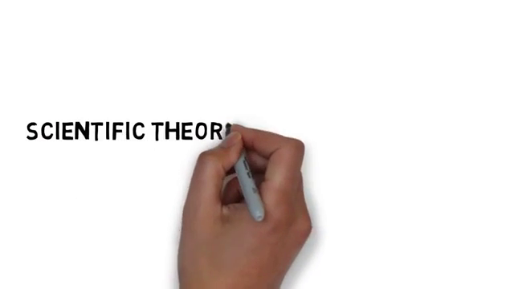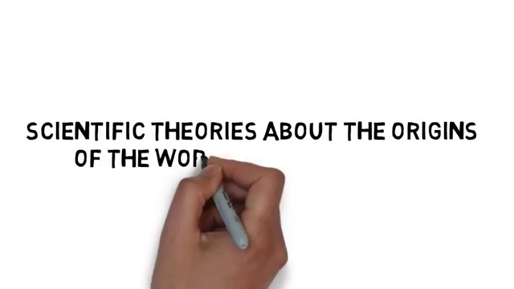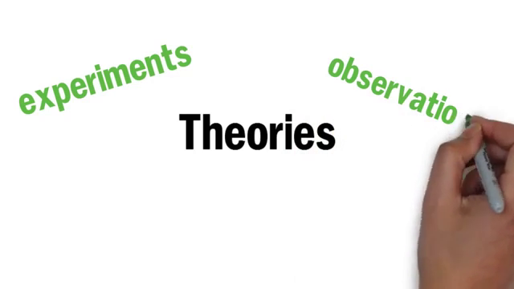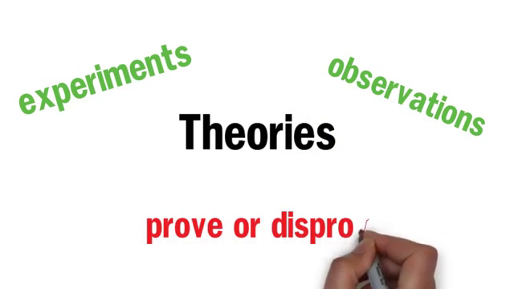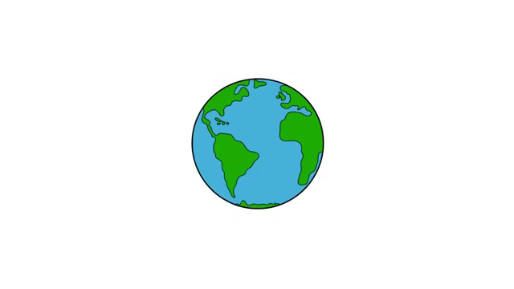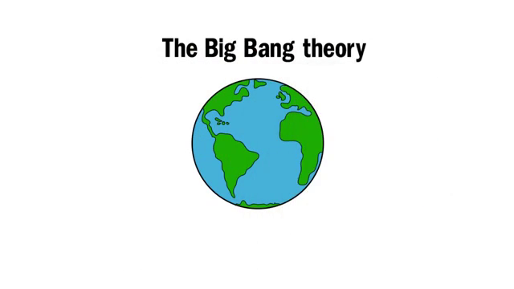This revision is looking at scientific theories about the origins of the world and humanity. Scientific knowledge is based on the development of theories. These theories are then tested through experiments and observations, and basically they're trying to prove or disprove that theory. Now, scientists have developed theories about the world, and the most notable theory here is the Big Bang Theory.